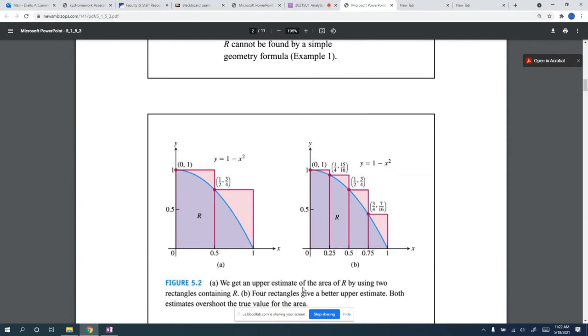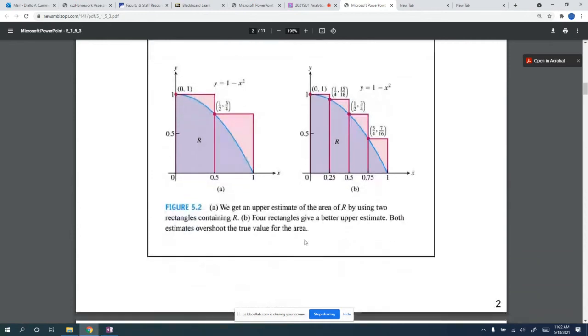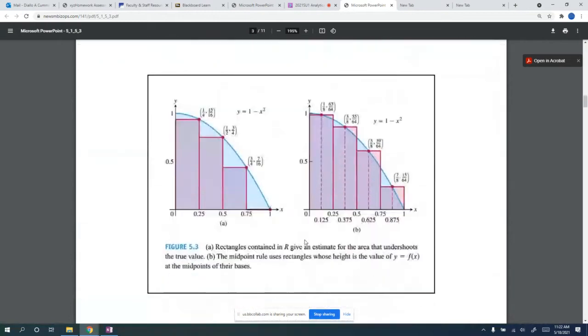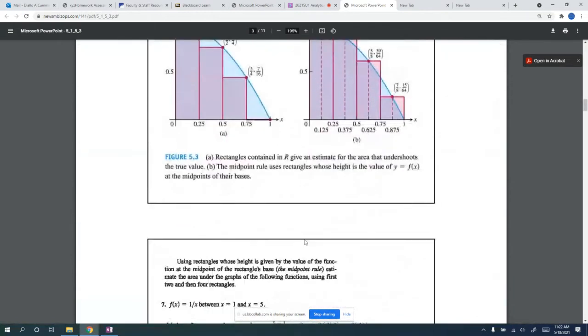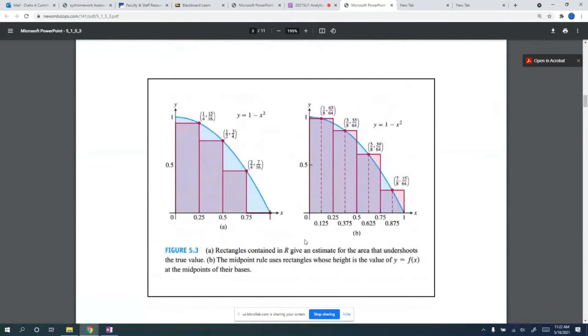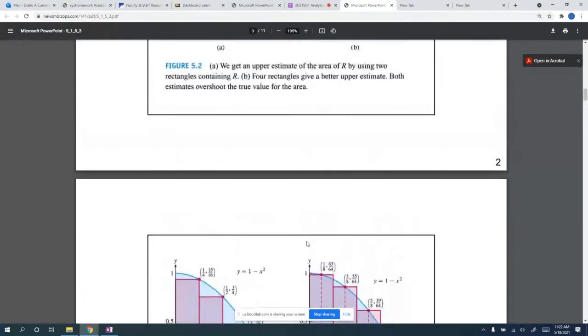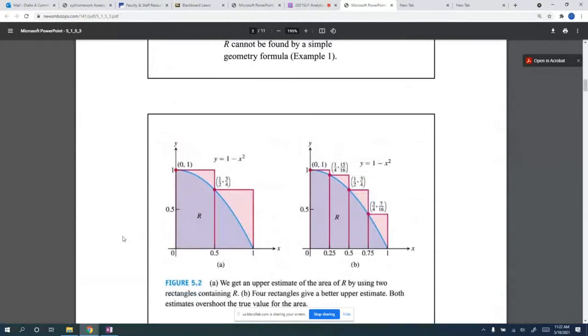There's something from regular textbooks called an upper estimate. You can find the upper estimate. You can find something called the lower estimate. And you can also find the area using what's called a midpoint. So I'm just going to explain these.